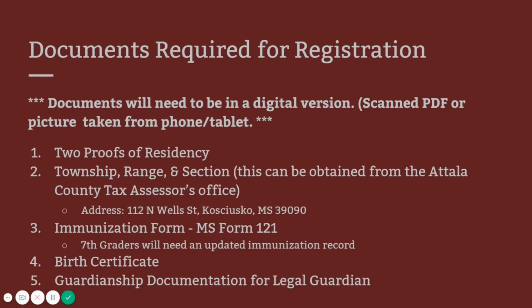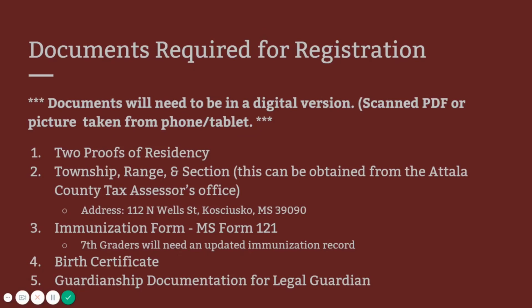The documents required for registration will need to be in a digital format such as a PDF or picture file taken from a phone or tablet. You will need to have two proofs of residency, township range and section that can be obtained from the Attala County Tax Assessor's Office located at 112 North Wells Street, Kosciusko, Mississippi.